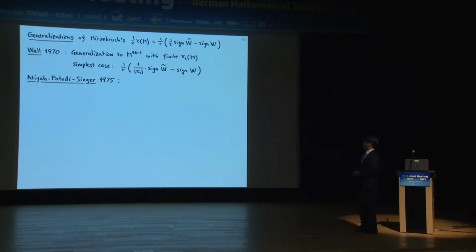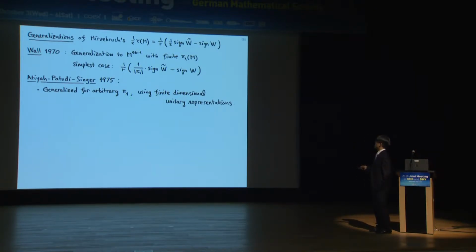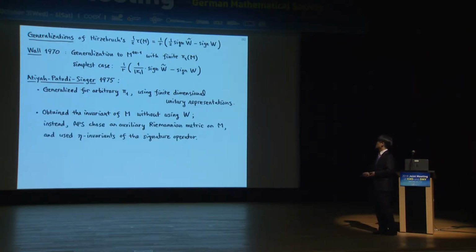And Atiyah, Patodi, and Singer generalized the idea of Hirzebruch to the case of arbitrary pi 1, but still this is essentially about the finite dimensional case because they used finite dimensional unitary representations of the fundamental group to play a similar game. The more interesting thing about Atiyah, Patodi, Singer is that they obtained the invariant of the given (4k-1)-dimensional manifold M without using a bounding manifold W. That's the real new thing of Atiyah, Patodi, Singer. They actually used instead a Riemannian metric on the given manifold M and used their index theory to consider the spectral eta invariant of the signature operator to obtain a generalization of Hirzebruch's invariant. So this became purely about M without using extra W.